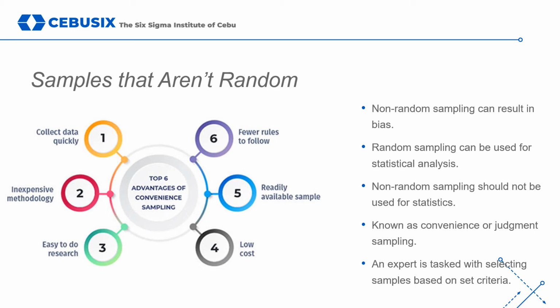Judgment sampling occurs when an expert or knowledgeable person is tasked with selecting appropriate samples. A supervisor might say to his or her team members, select some of your work that represents the normal way you function in a given day. In most cases, the team members select what they believe is better quality work, thereby skewing any results from the sample.